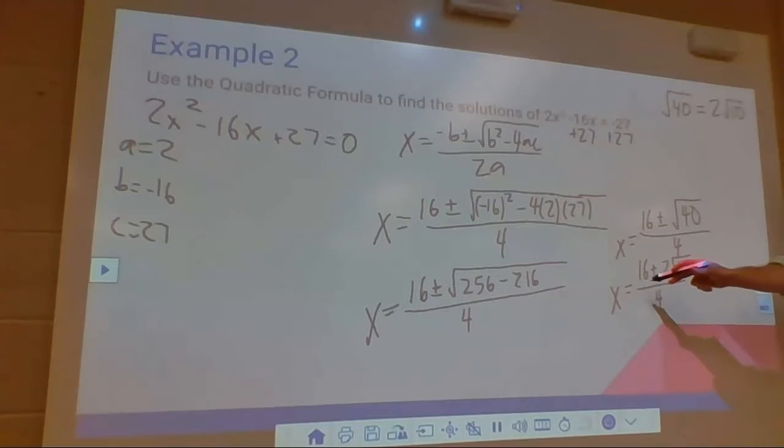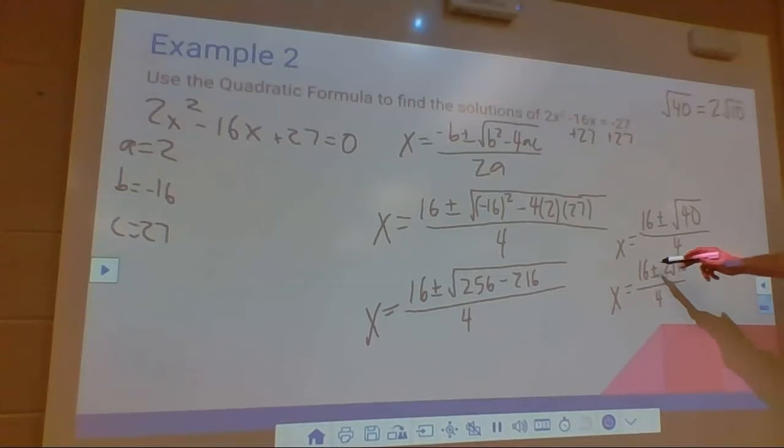Now, here's what I'm going to do. I want to try to make this look a little simpler. So I can break this up on both sides of the plus or minus. I'm going to say x equals 16 divided by 4 plus or minus 2 times the square root of 10 divided by 4. You see how I split it at the plus or minus right there? This is going to make it a little simpler to simplify. Now, 16 divided by 4 is 4 plus or minus 2 times the square root of 10 divided by 4. Well, I can divide 2 and 4 both by 2. So 2 divided by 2 is just 1.